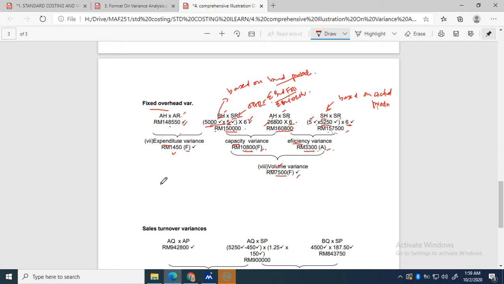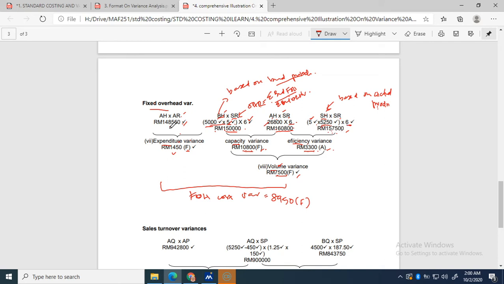How to get the fixed overhead cost variance? It is expenditure plus volume. Expenditure 1,450 positive, volume 7,500 favorable. So how much do you get? You will get 8,950. Positive means favorable.